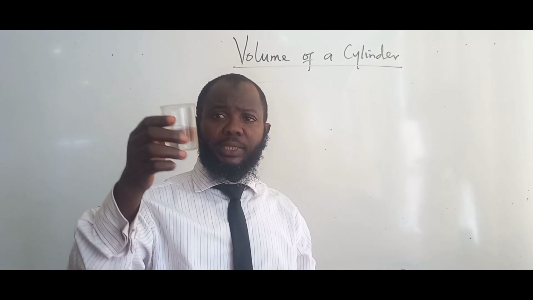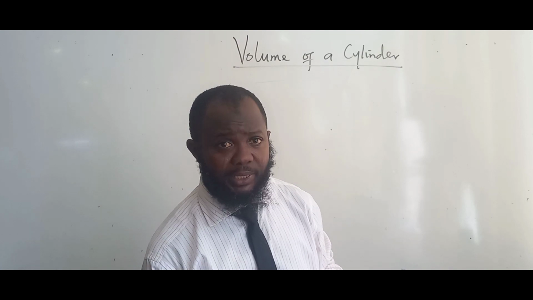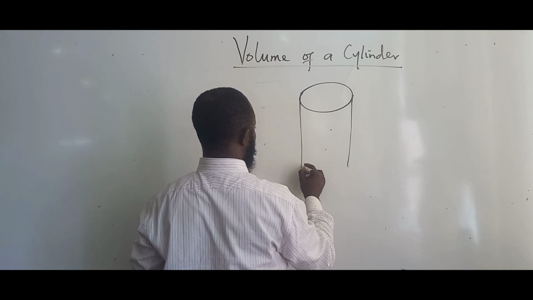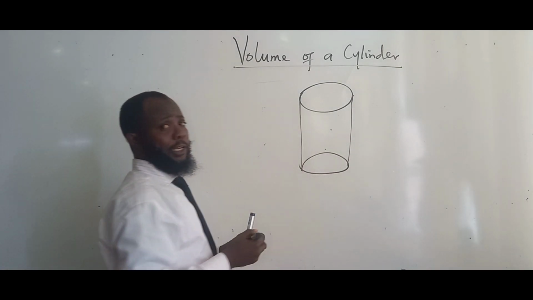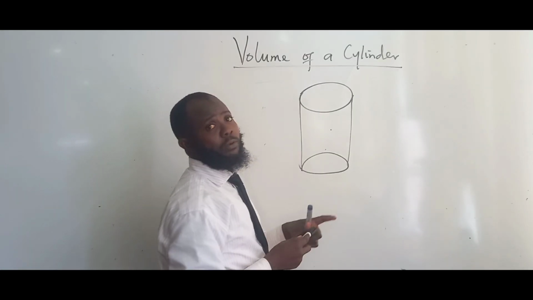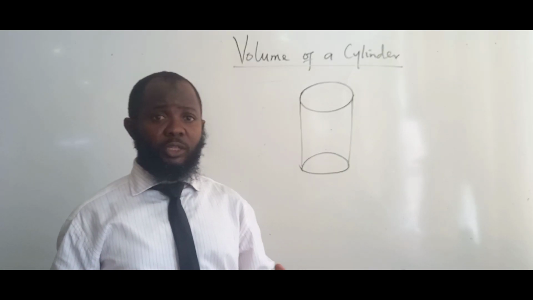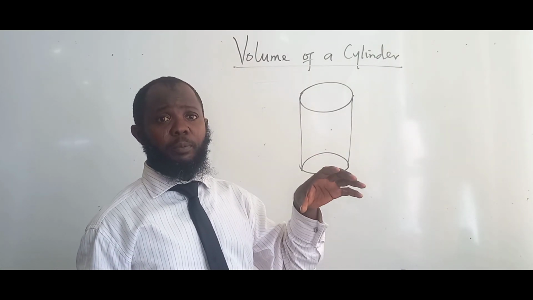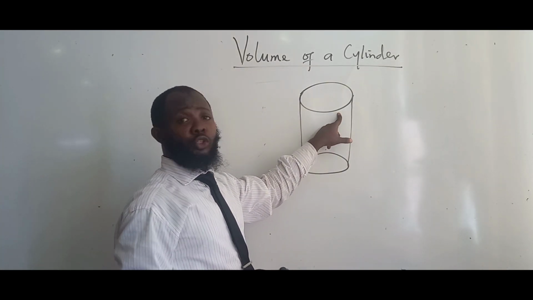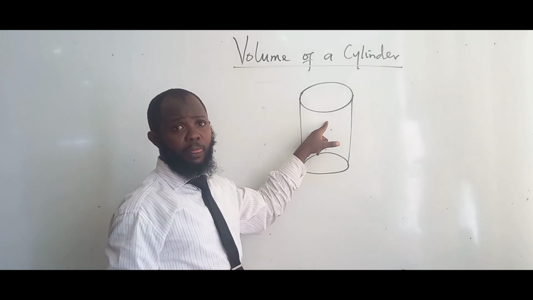So how do we now measure it? How do we calculate it? That's what we want to learn in this video. So let's get started. This is a cylinder. It has a circular base and circular top. A cylinder is a special prism. A prism is a solid that has the same shape at the bottom and at the top. So in that case, you're going to use the volume of a prism to derive the volume of a cylinder.